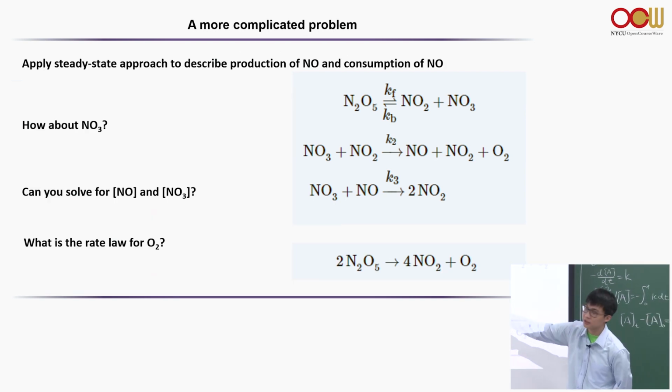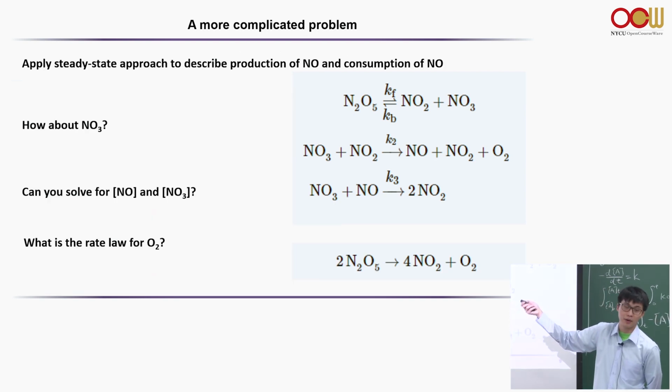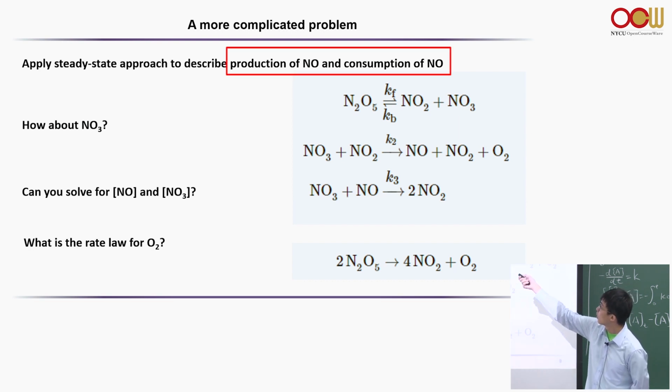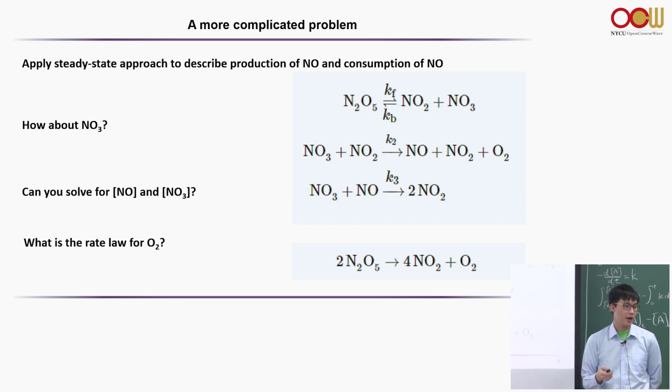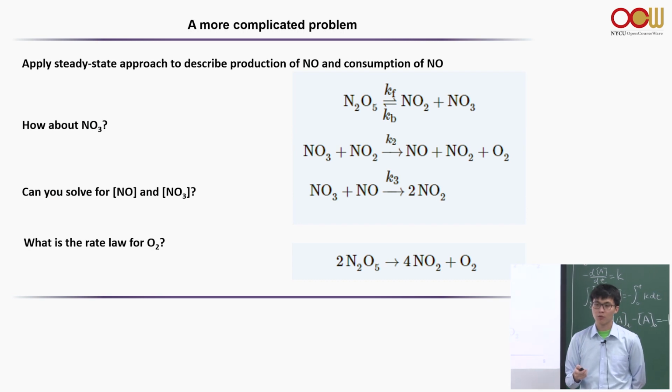Forget about what I say about steady state for now, but what you're doing is called a steady state approach. The textbook does not say that, but it uses the same principle. So let's write down some rate law for NO, for the production of NO and the consumption of NO. Write it down and compare to your partner, or you can work on it together.